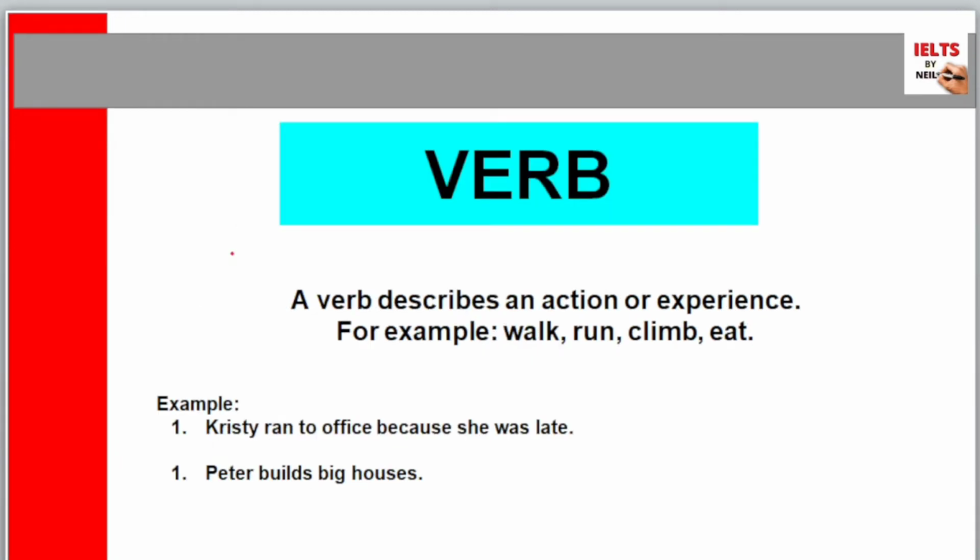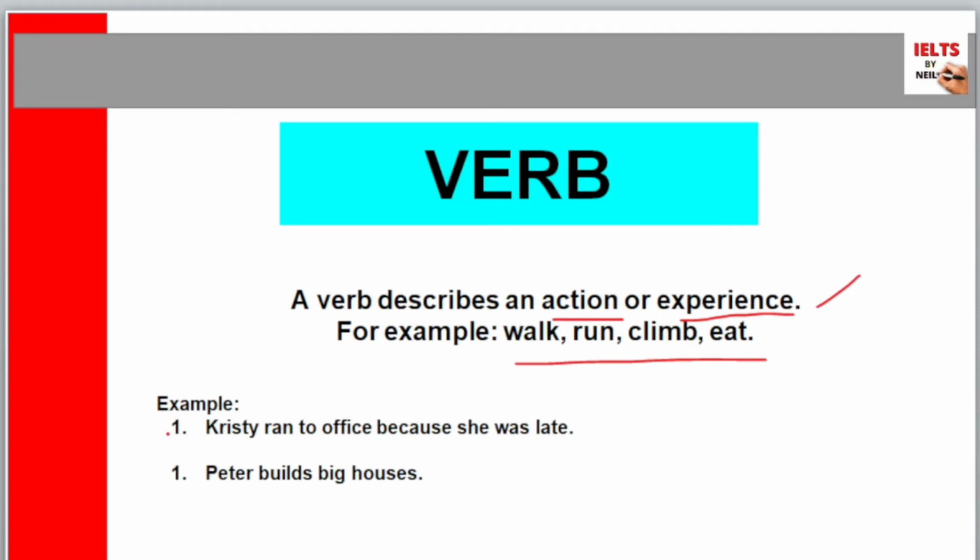Okay, next one is verb. This is one of the very important parts of speech. A verb is a word that describes an action or experience. For example, walking, running, climbing, they all are actions. And even eating, they all are actions. Loving, hating, they are experiences. So any of these words which are describing an action or experience, that is called a verb.